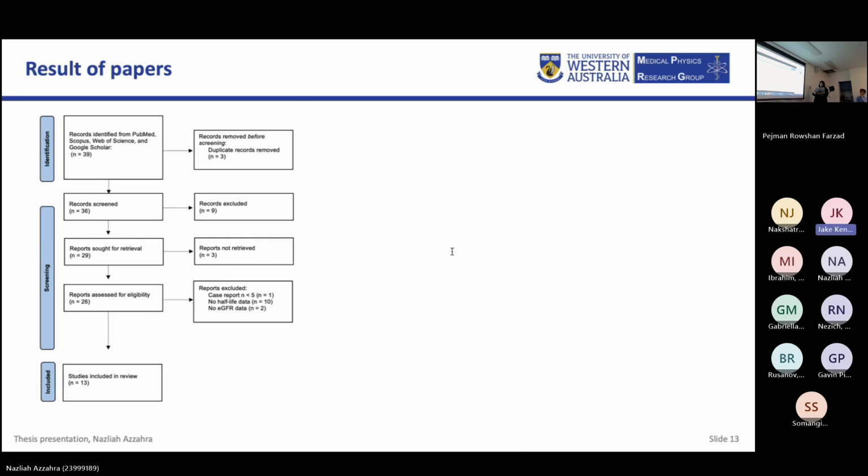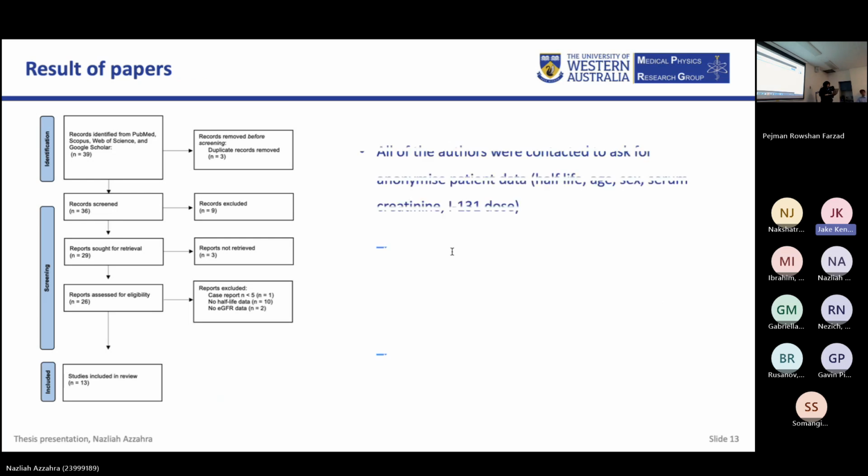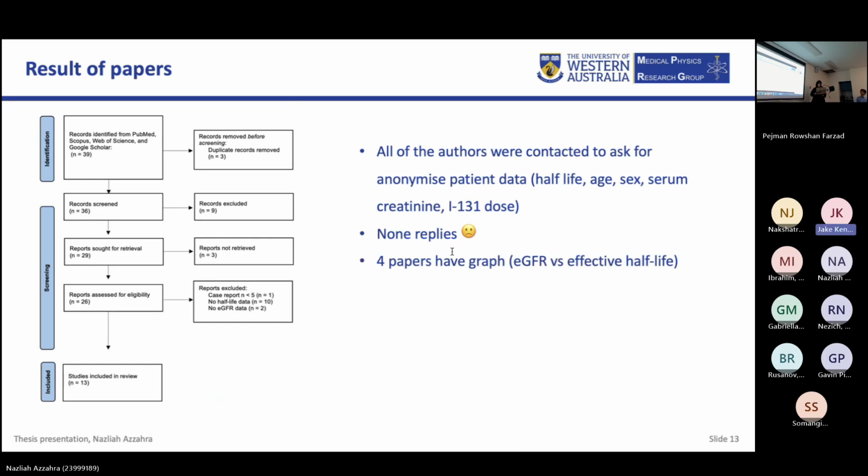Finally, this is the result. So initially there are 39 papers that I got, and after removing duplicates and full text screening, 13 studies were included. And I contacted all of the authors to ask for anonymized patient data, for example, like half-life, age, sex, or creatinine, but yeah, no one replies. But we were so lucky because there are 4 papers that have a graph.